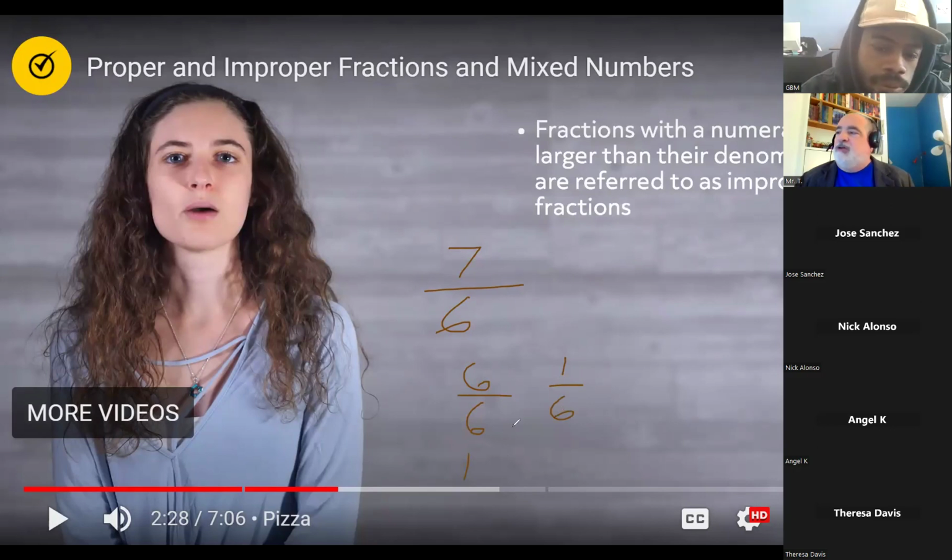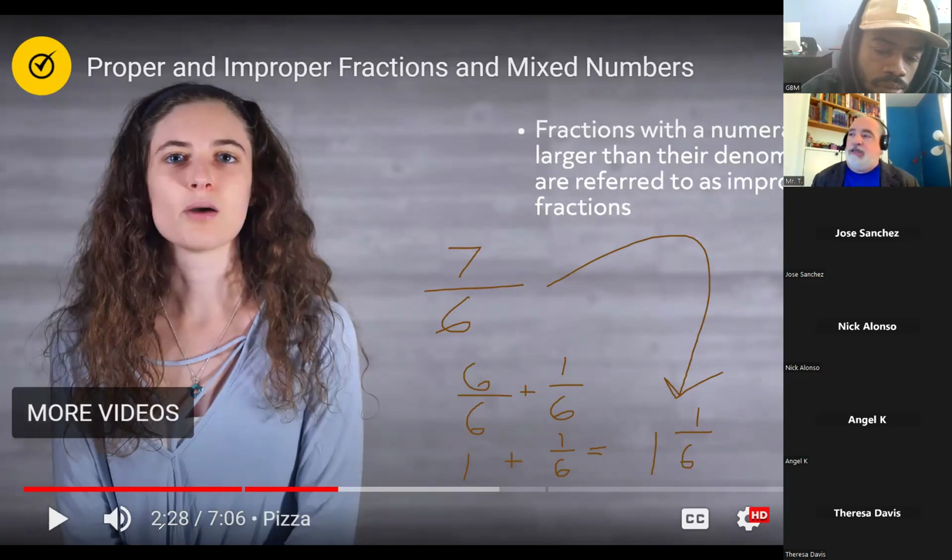So if you add those together, the 1 whole plus the 1/6 is going to give you a mixed number of 1 and 1/6. So 7/6 is the same as 1 and 1/6. Again, they're exactly the same quantity. One is an improper fraction, one is a mixed number, but they're showing you the same quantity.